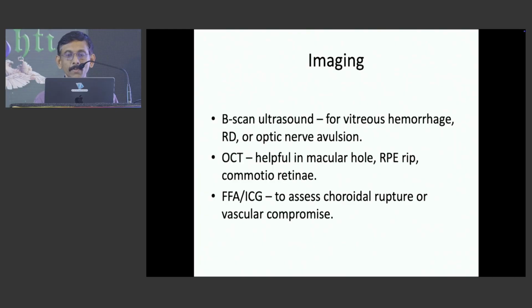B-scan ultrasound may be helpful to identify RD in a vitreous hemorrhage or an optic nerve avulsion. OCT will be helpful to know the severity of the macular hole, to identify RPE rip and the grade of commotio retinae, and rarely you may need an FFA or ICG to assess choroidal rupture or vascular compromise. Sometimes trauma can even cause a central retinal artery occlusion.